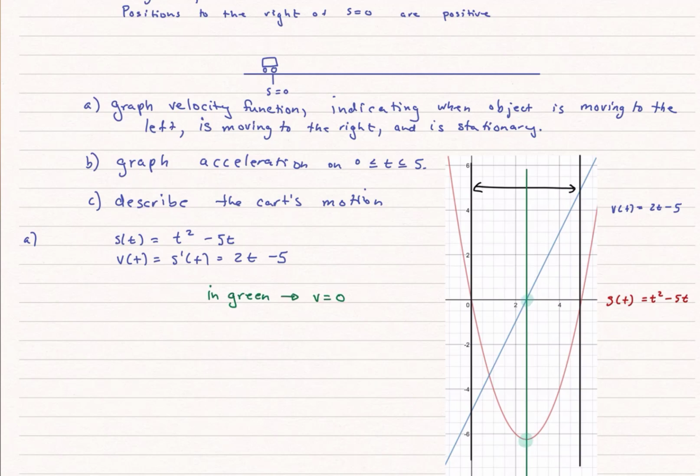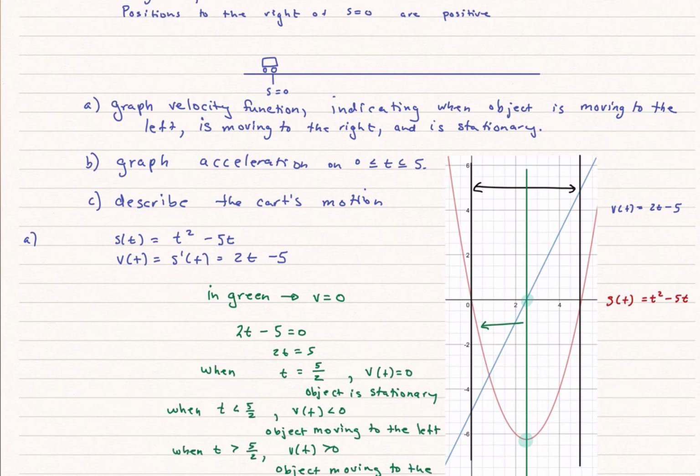If we look at the graph, it's easy to see where the velocity is equal to 0. That looks right around 2.5, and that corresponds to the point where the position function starts changing direction. If I wanted to do this algebraically, I would simply set 2t minus 5 equal to 0, and I would find that at time t equals 5 halves, which is 2.5, the velocity is in fact equal to 0. Prior to that, my velocity is negative, and negative velocity means it's moving to the left. And when t is greater than 5 halves, the velocity is positive, therefore the object is moving to the right, that is, in the positive direction.